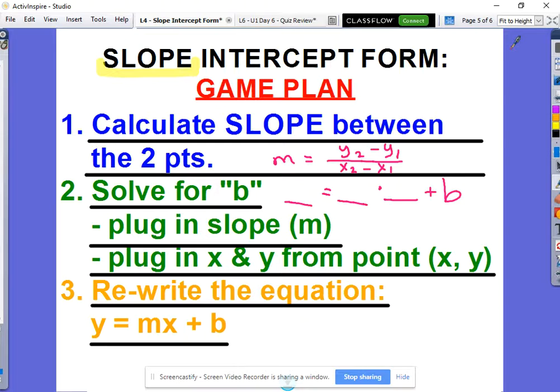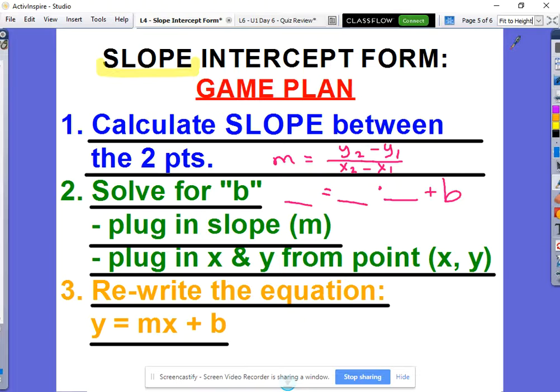First is to calculate the slope between 2 points. I'll talk more about that in a minute. You can write down the formula for slope that we've talked about previously. Step two is really the hardest step, and it's one of the most important steps. So you're going to solve for b.